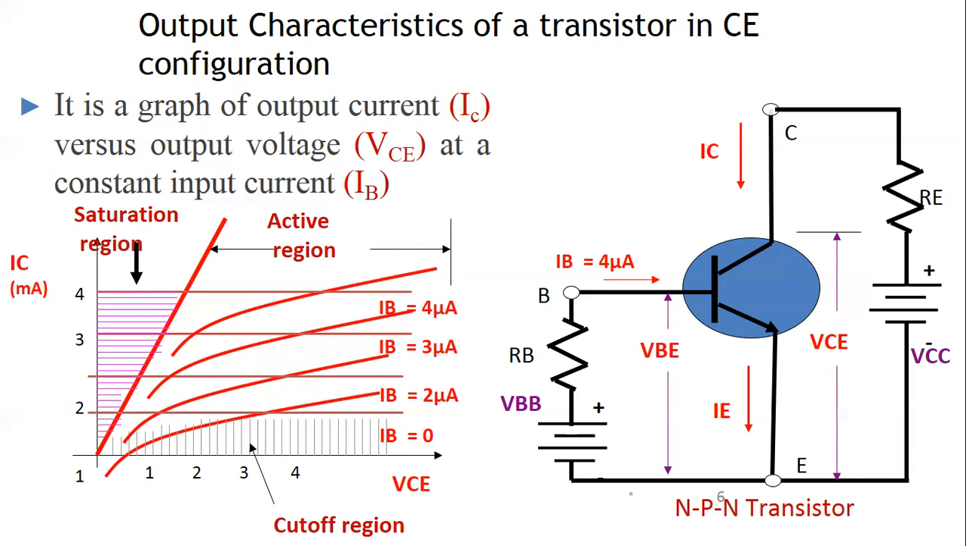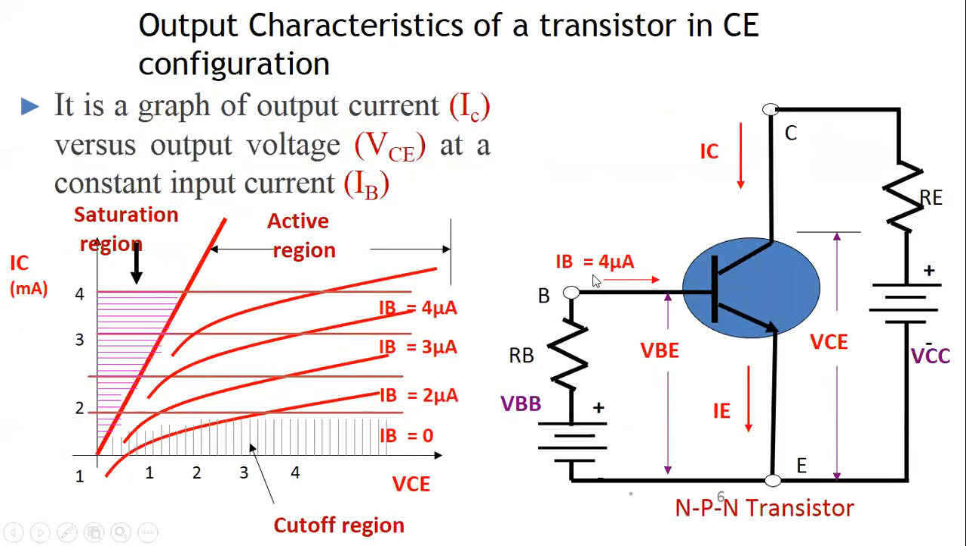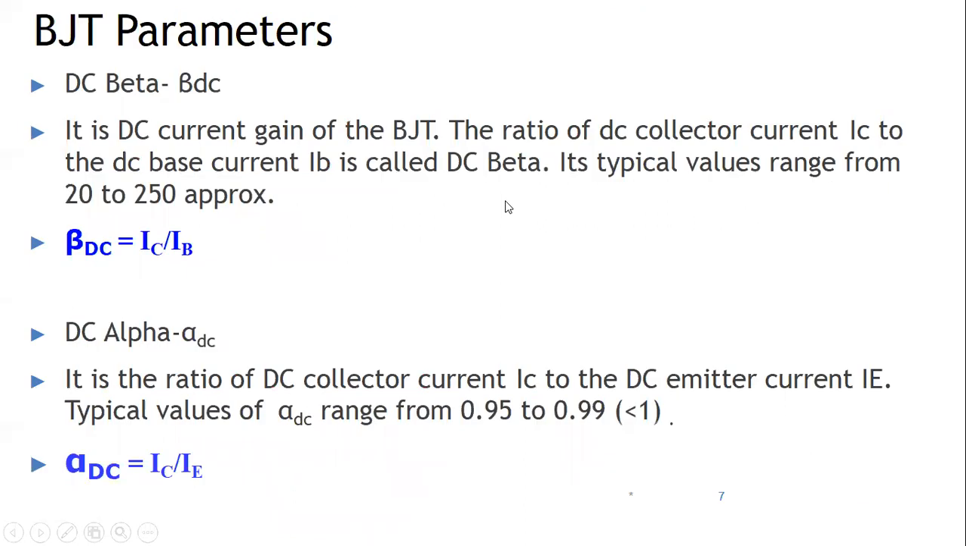We call this amplification factor beta in the case of the common emitter amplifier, and it is found to be 20 to 250 times. What does that mean? If we apply a 4 microampere current here at IB, and the gain of this device is 20, then 4 microampere into 20 means 80 microampere current will be generated at this collector current IC. So that we have to remember.